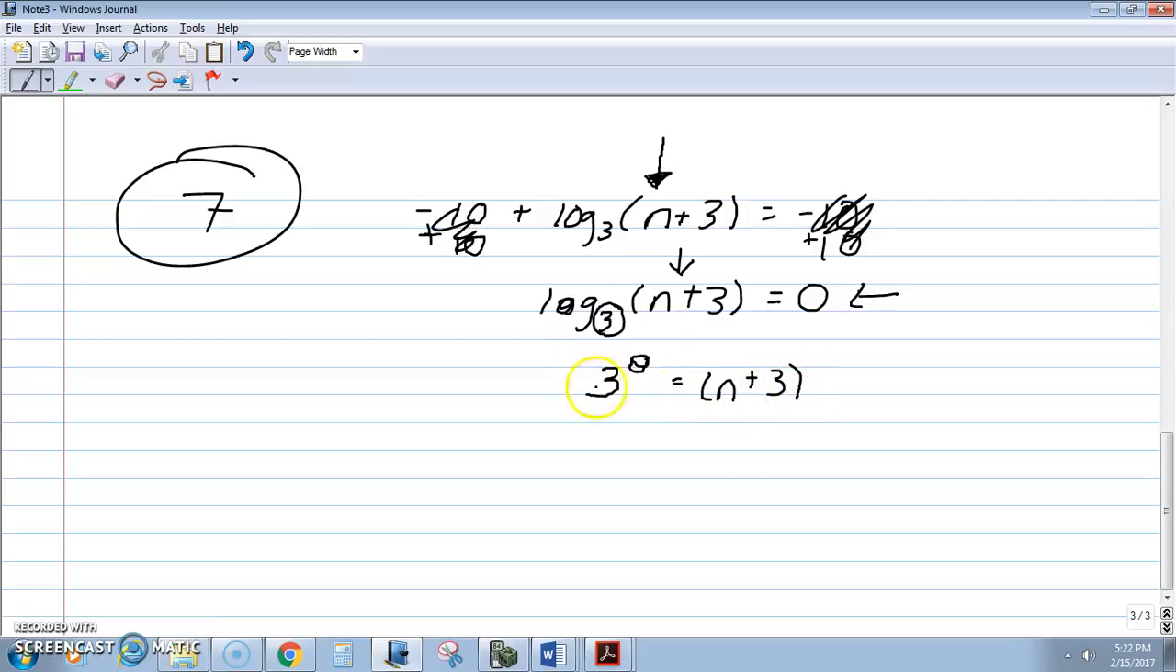I've just got to solve this. If you have an exponent and a number, that's just another number. And what do I know about the 0 exponent? That just becomes 1. So 1 equals n plus 3. Subtract 3 from both sides. And I'm just going to switch it around. I like to write it like this. -2.